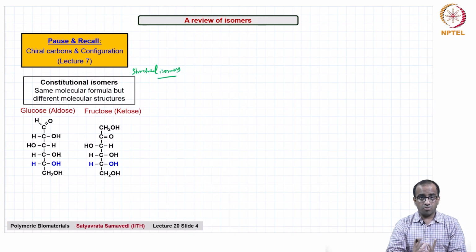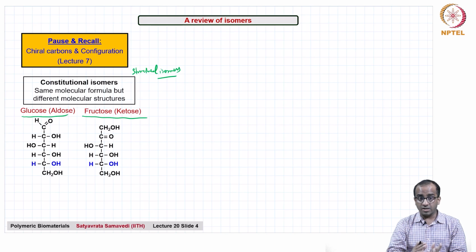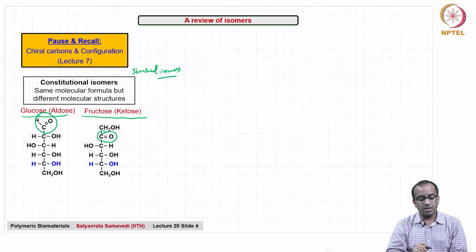Where the two molecules will have the same molecular formula, but will have very different molecular structures. And shown here are two examples. One is glucose, which is an aldose, and one is fructose, which is a ketose. And what you will readily appreciate is this one has an aldehyde functional group, this one has a ketone functional group.